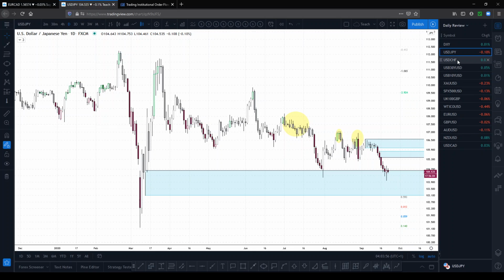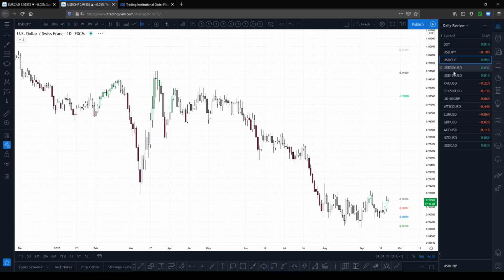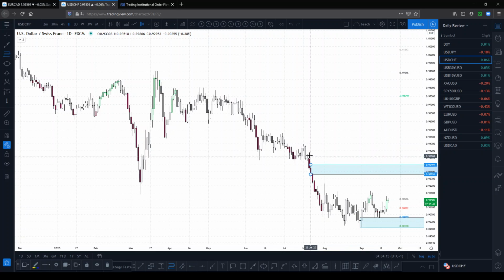Remember, this is for short-term income now, daily income. And the US dollar Swiss looks very much like the dollar index. It is trying to hold its demand level down in here. We have supply levels above, but by the time prices get here, this is the concept I want you guys to please start paying attention to as much as possible.